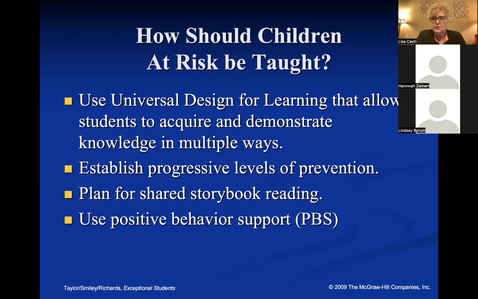We want to establish progressive levels of prevention so that we can get away from some of these at-risk factors as quickly as possible, and build those barriers around the child so that they are protected from some of these factors that bombard children who are born into at-risk situations. We want to plan for shared storybook reading and use positive behavior supports, give as much positivity to the child in the way of experiences and support as possible.